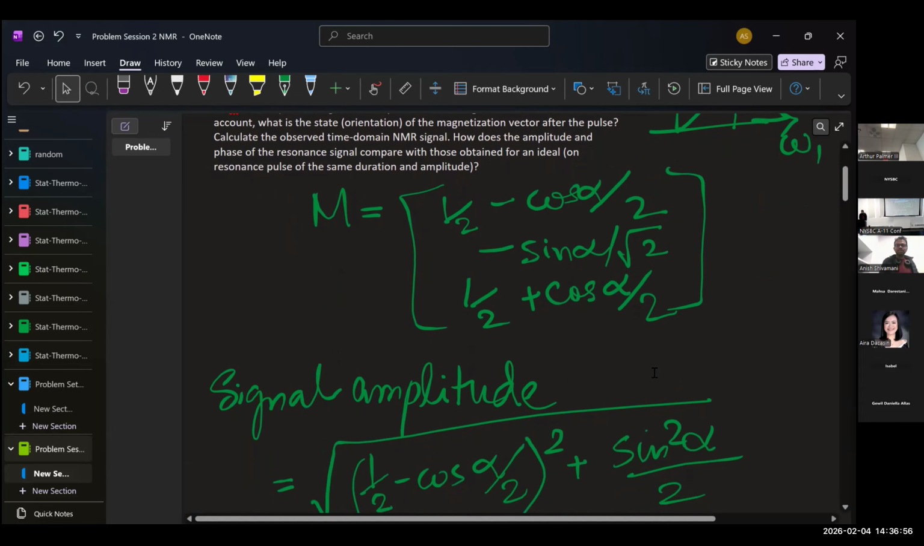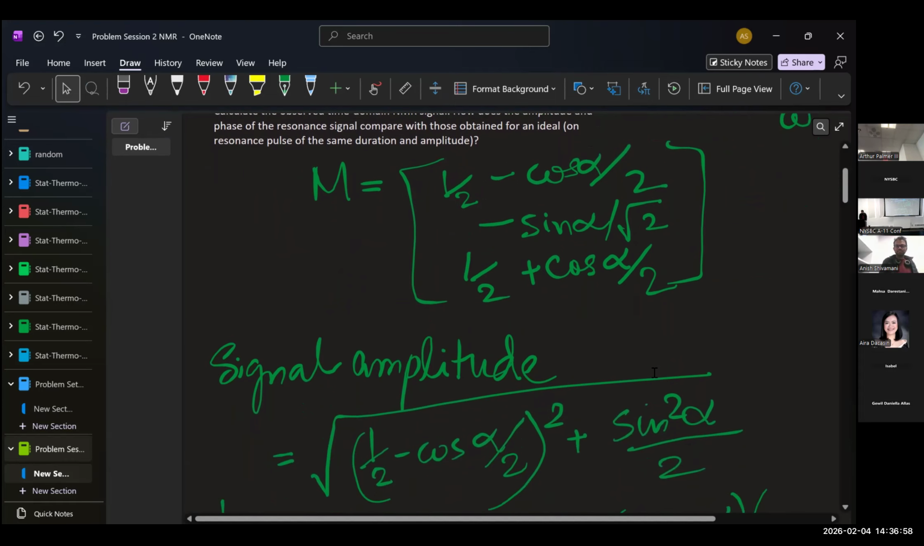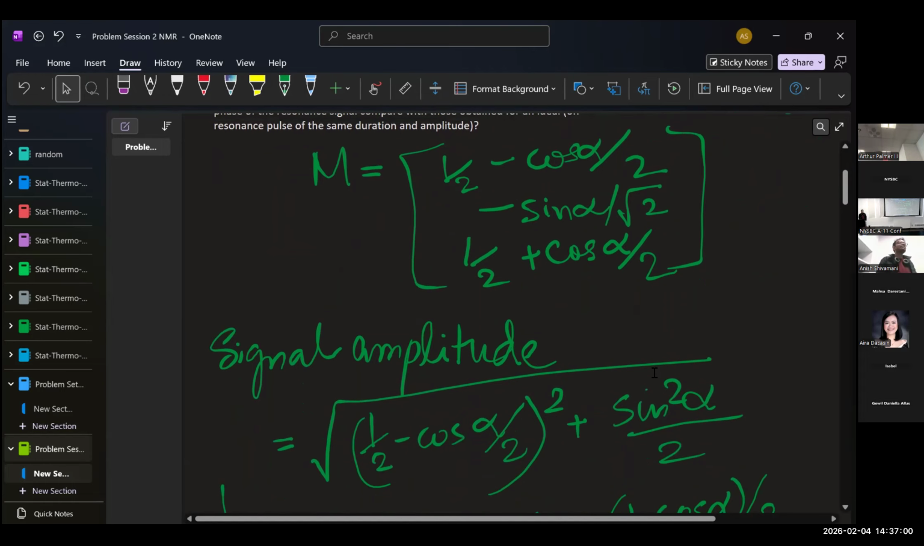And we said that the amplitude of the signal will equal the signal that you get when you turn on the receiver. So we checked that the sum of the squares of all three coefficients equals 1. That's a consistency check to make sure we haven't made an error in the calculation. The question is asking what is the amplitude of the signal at the end of that pulse relative to an ideal on resonance pulse.